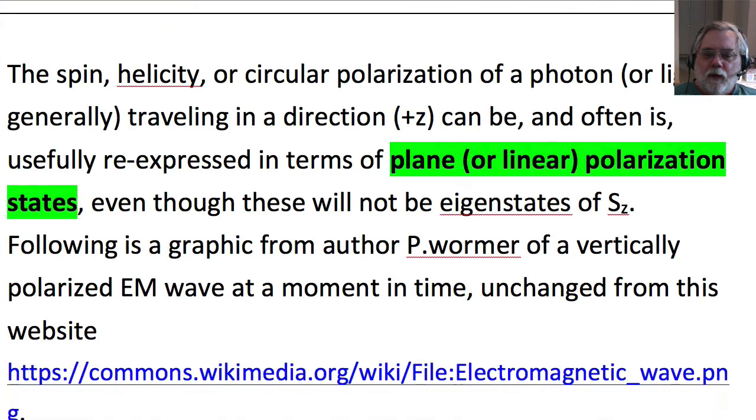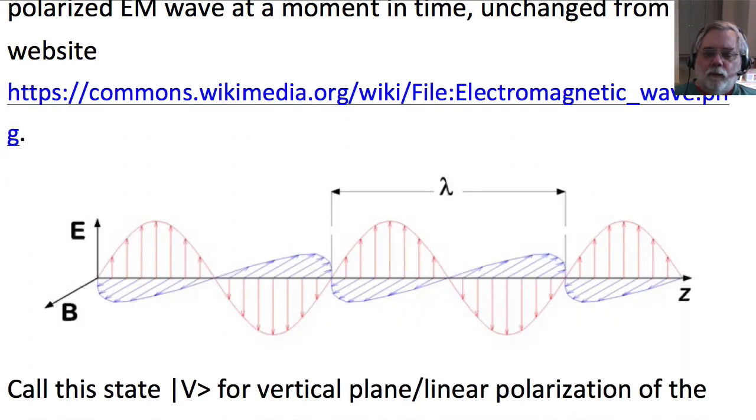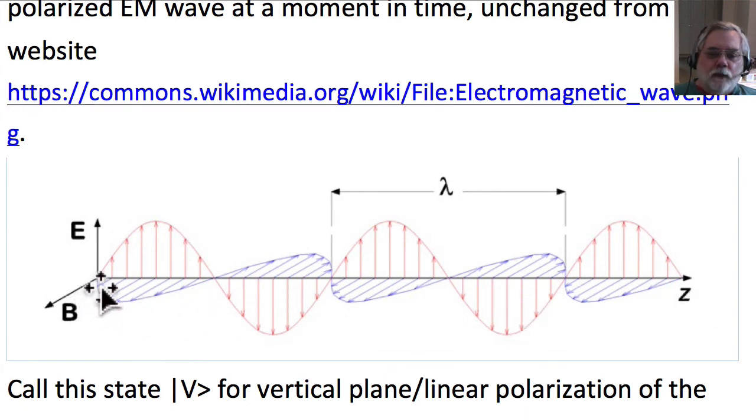Following is a graphic from author P. Wormer of a vertically polarized electromagnetic wave at a moment in time. This graphic is unchanged from that Wikimedia website. So this is plane polarized. The electric field is shown in red, and it always points parallel or anti-parallel to the x-axis. This E-axis is the x-axis. So it's not rotating. This is a snapshot in time. The wave is traveling left to right, but we don't see that in the snapshot.